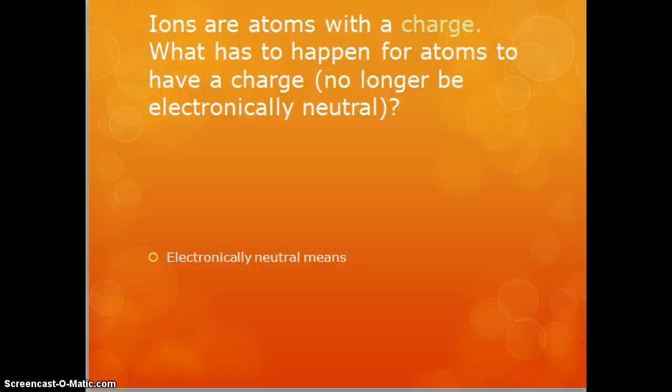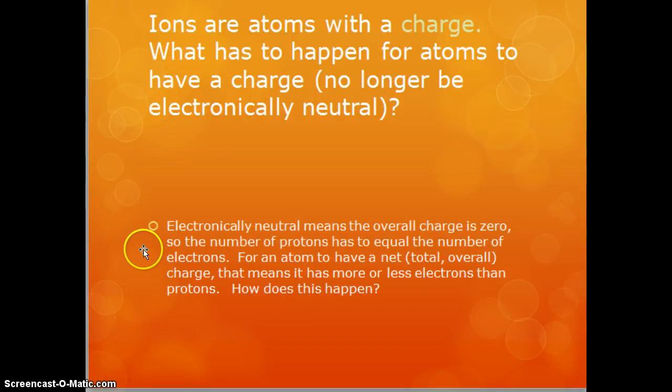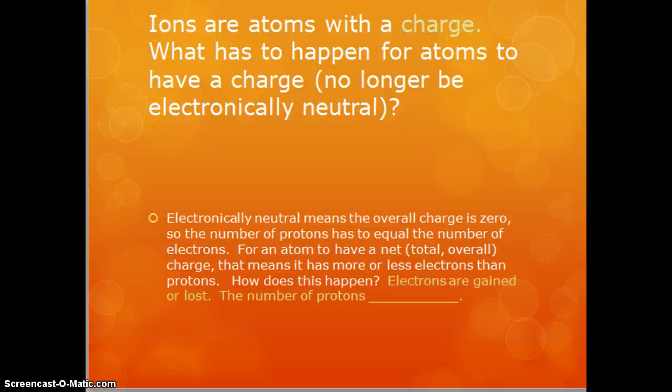So again, electronically neutral. Let's look at that first. Electronically neutral means the overall charge is 0. So the number of protons has to equal the number of electrons, just like those tables we just filled out. For an atom to have a net, or total overall charge, that means it has to have more or less electrons than protons. So specifically, how does this happen? Electrons are gained or lost.